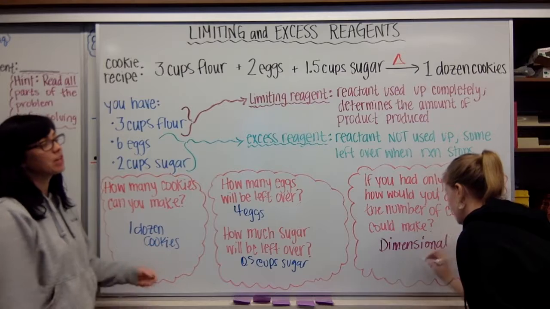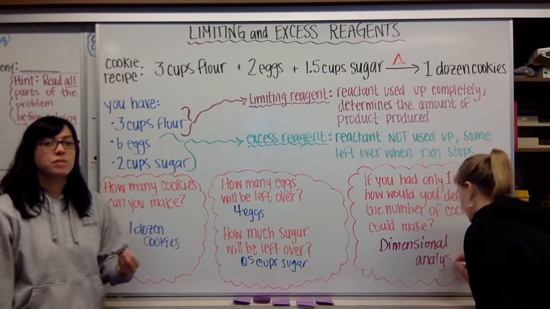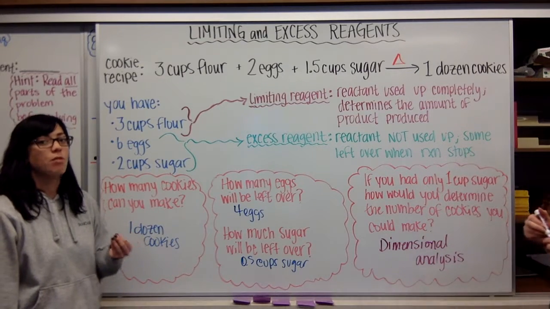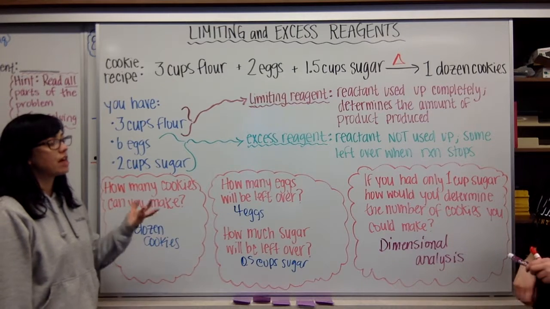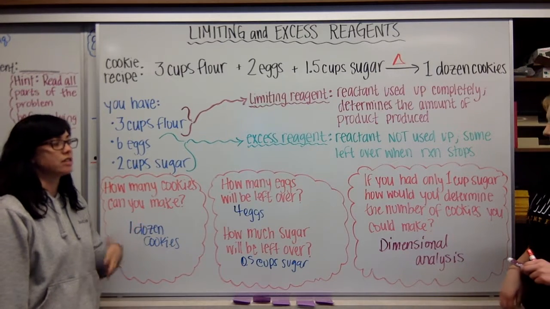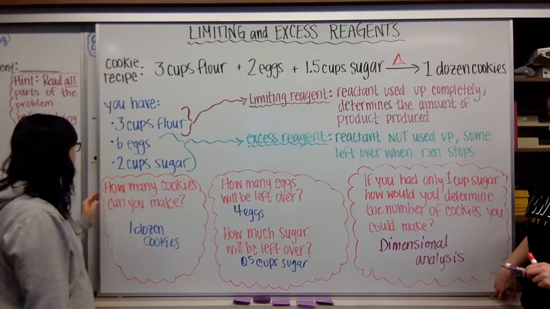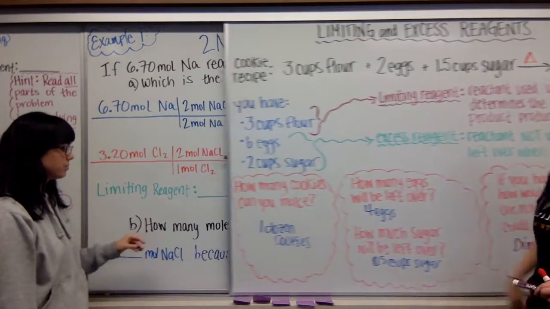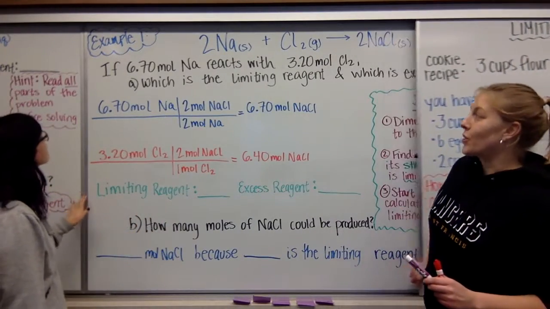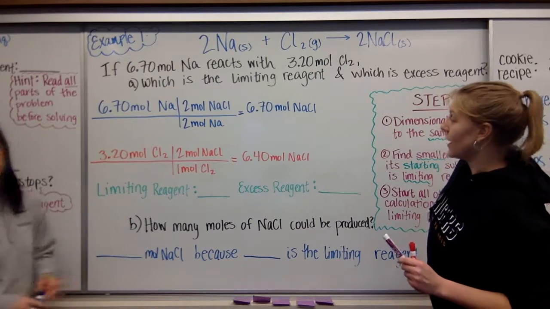So remember, limiting reagent is the one that gets used up completely. It's the one that controls how much product is going to be produced. Excess reagent is all of those reactants that are not used up and are left over when the reaction stops. So let's see what this looks like when we're using a chemical reaction and moles.